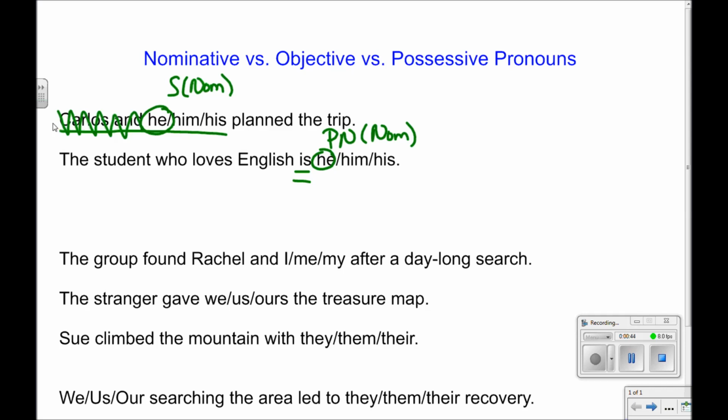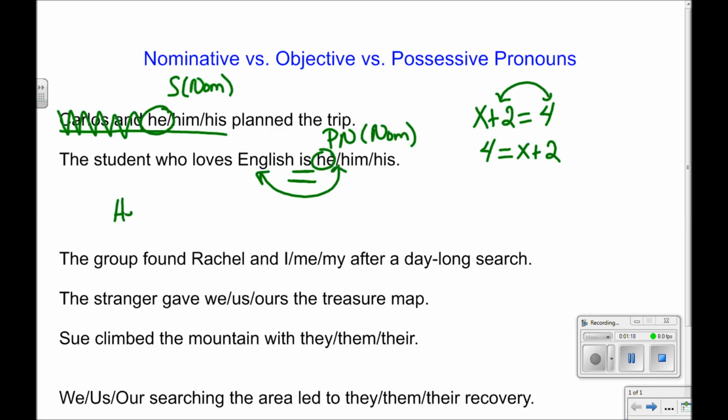Now, I know it sounds weird to say the student who loves English is he, but if we take a look at this like math class, it'll make sense. Let me show you. In math class, I can say that x plus 2 equals 4. And in math class, I can switch the equation around the equal sign. So I could also say 4 equals x plus 2. Now, that same idea applies to this second example. The linking verb is our equal sign. So I should be able to switch the sentence around.